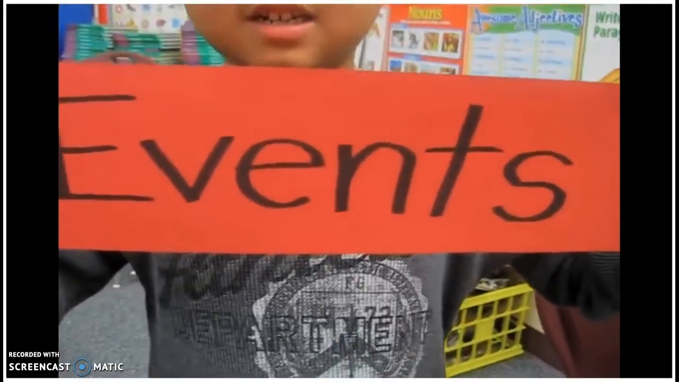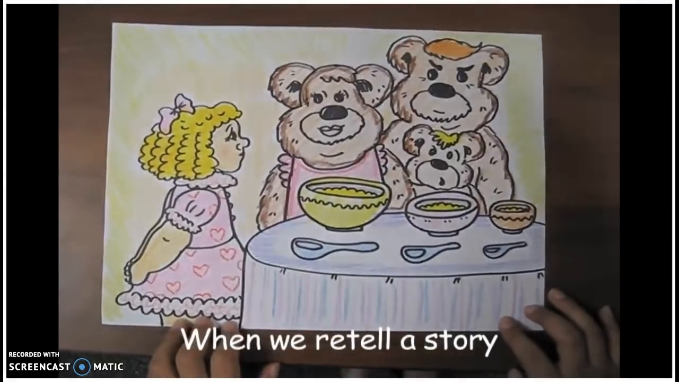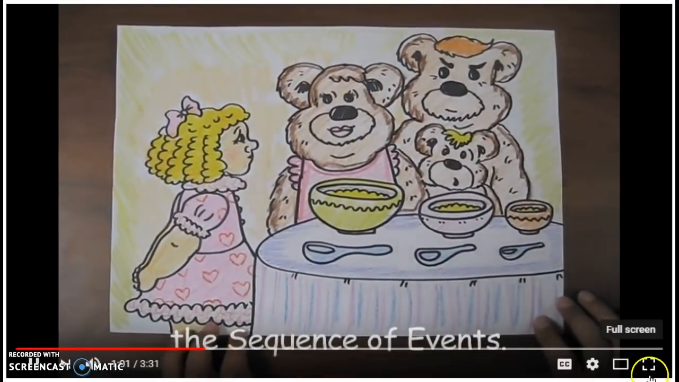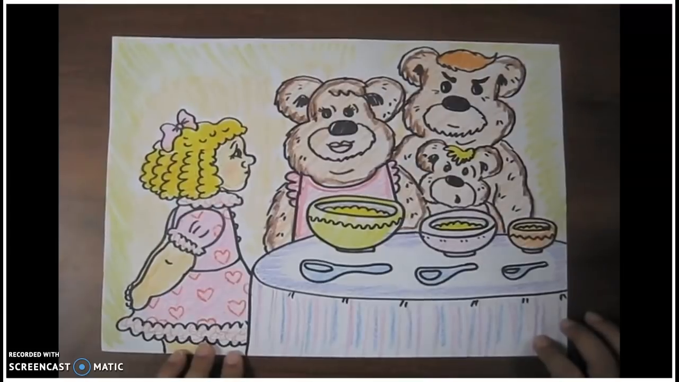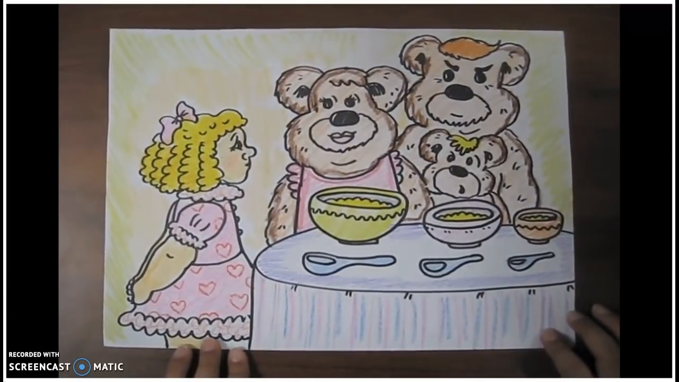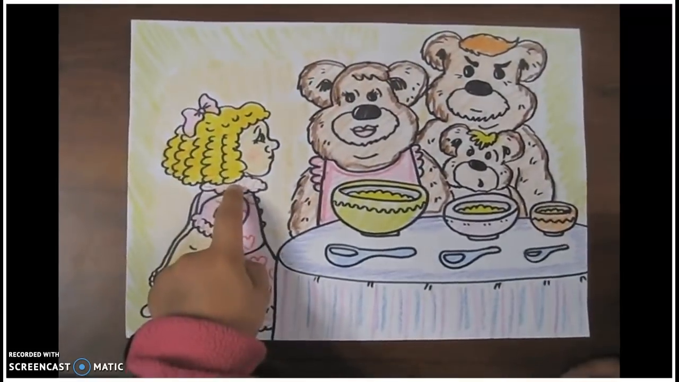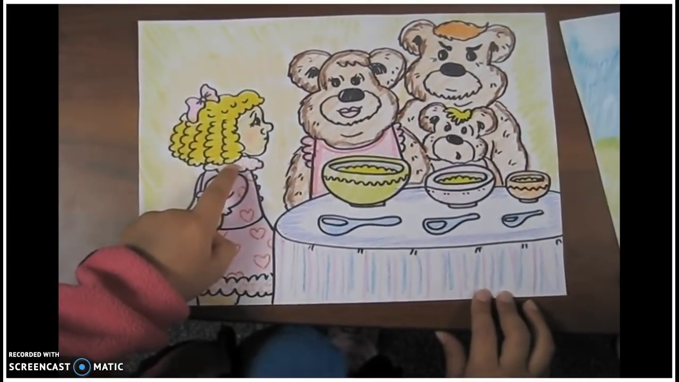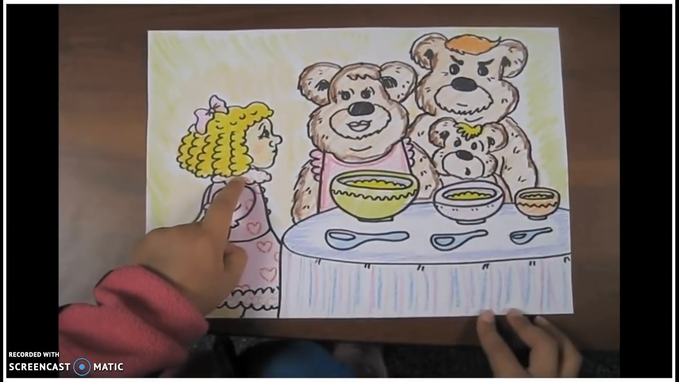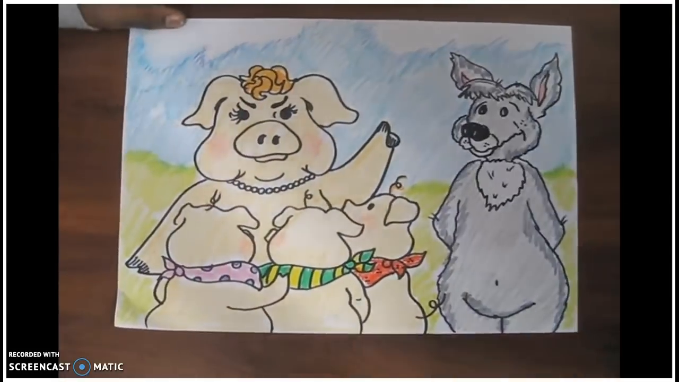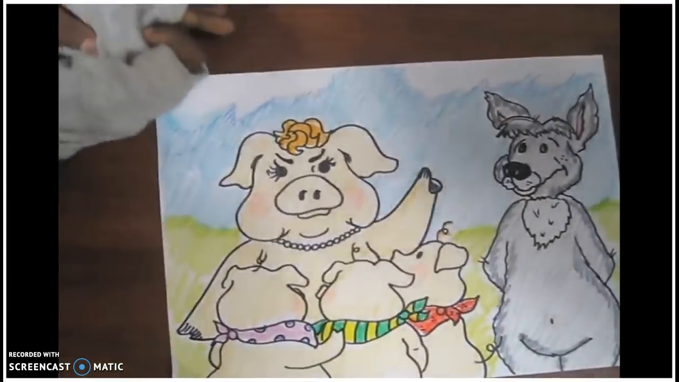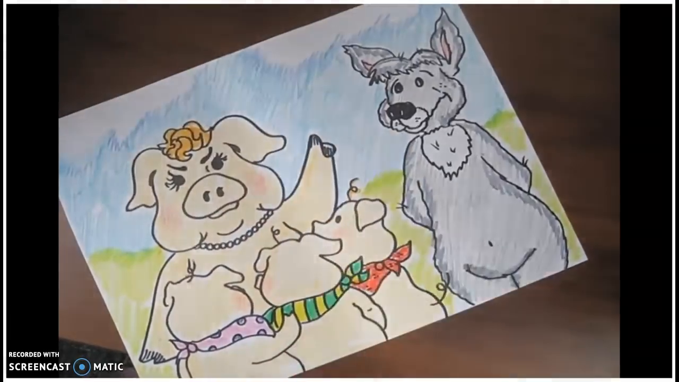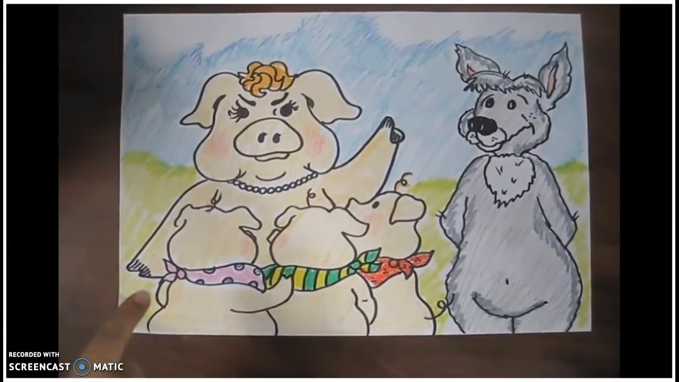Sequence of events. When we tell a story, it is important to remember the sequence of events. If you get the events out of order, it will change the story. What if Goldilocks had showed up before the bears left on their walk? That would change the story. What if the big bad wolf had come to the little pigs before they built their house? That would have changed the story.